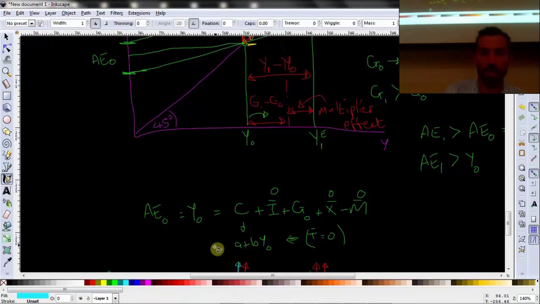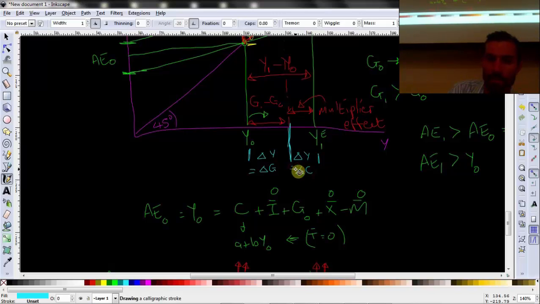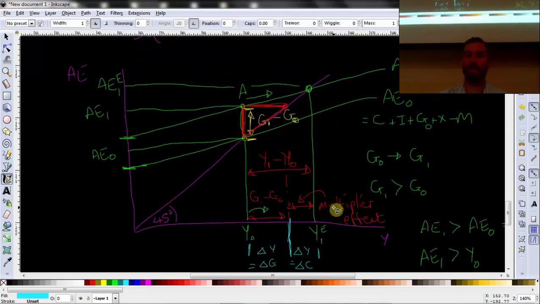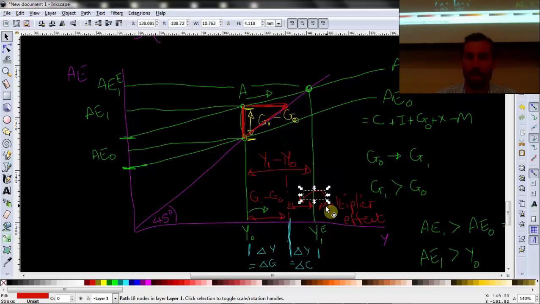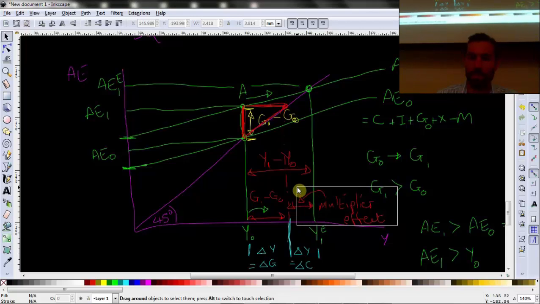So we can break this down. This here really is the change in Y that equals the change in G. And then this component over here is the change in Y that comes from change in C. There's a further induced increase in output, and that's the multiplier effect. Let's make all of that blue.